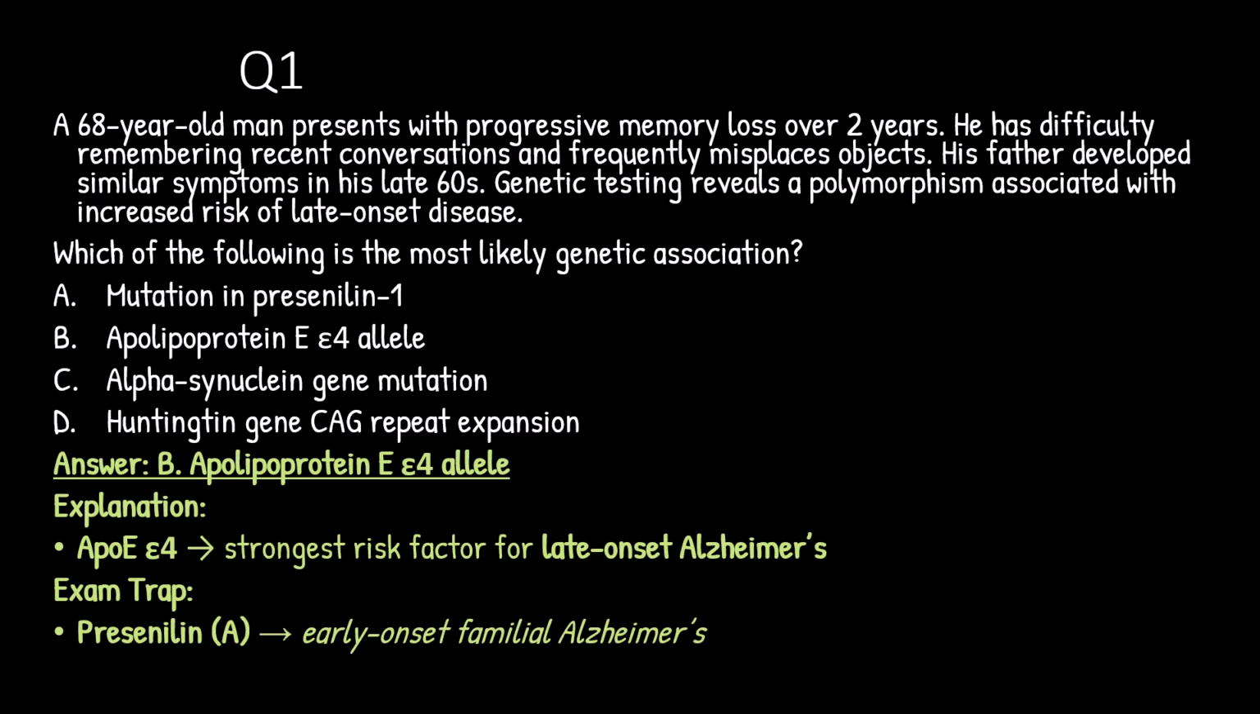The answer is B. Apolipoprotein E4 allele. The apolipoprotein E4 allele is the strongest risk factor for late-onset Alzheimer's, and you will be tested on this. It's important to note that presenilin-1 is associated with early-onset familial Alzheimer's, and you also may be asked on this as well. So know the difference between those two. Know that ApoE is for the late onset, whereas presenilin is for the early onset.